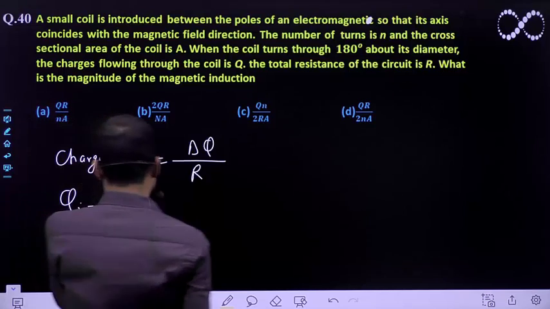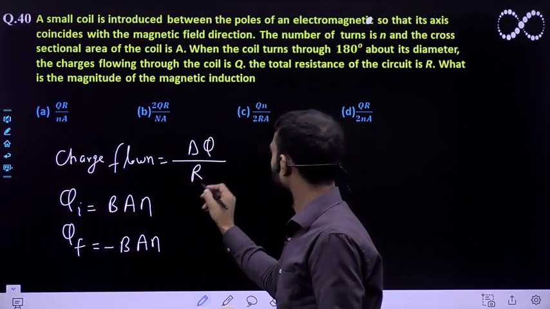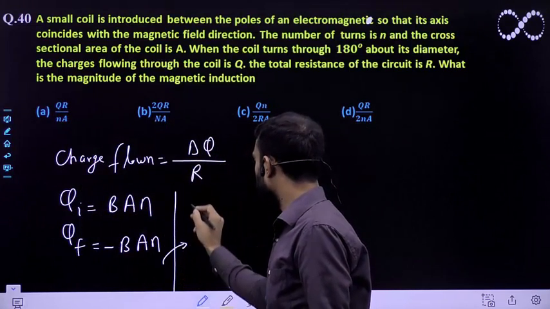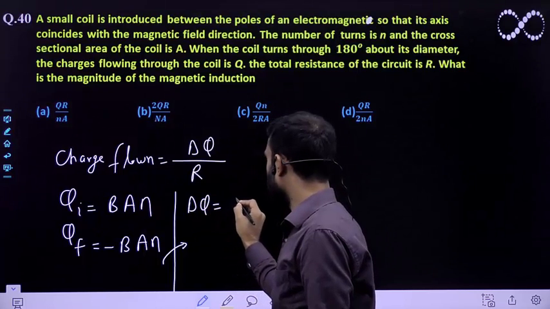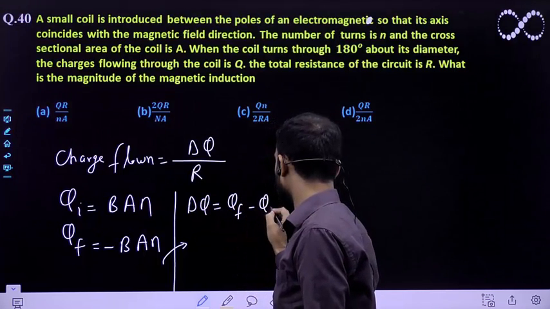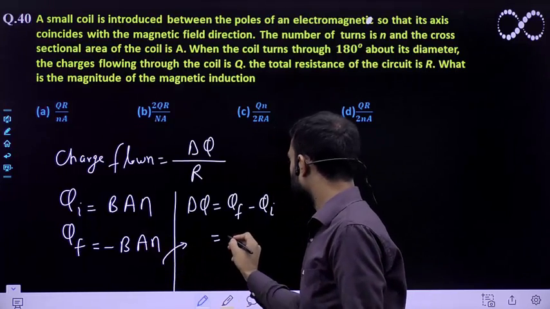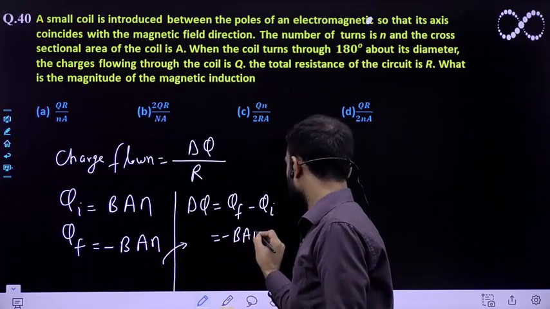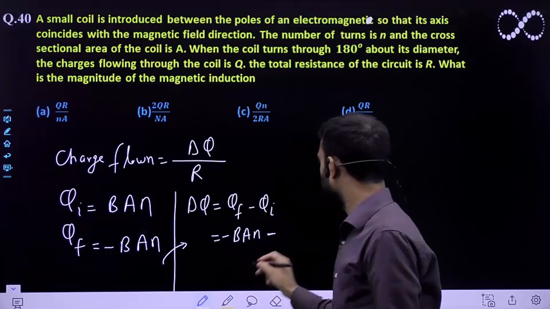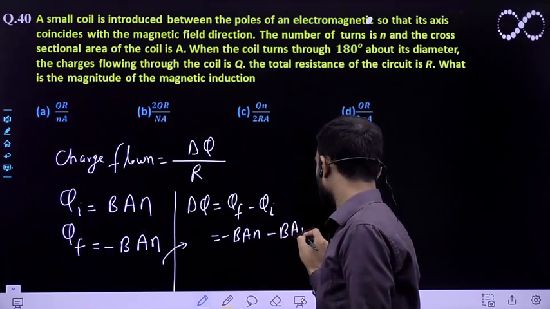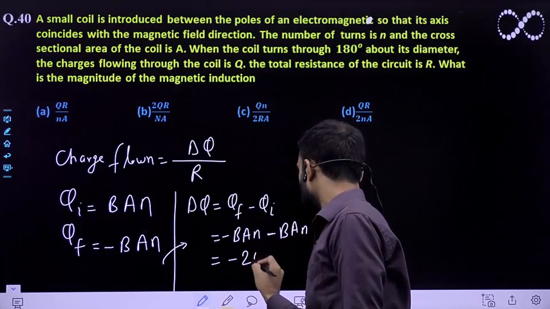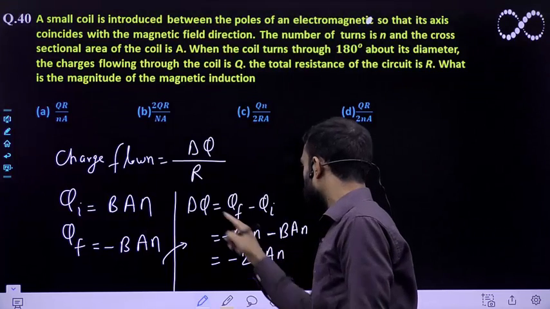So let us calculate delta phi now. Delta phi is final flux minus initial flux. The final flux is minus BAN, minus initial flux BAN. So this becomes minus 2BAN. So this is the change in flux.